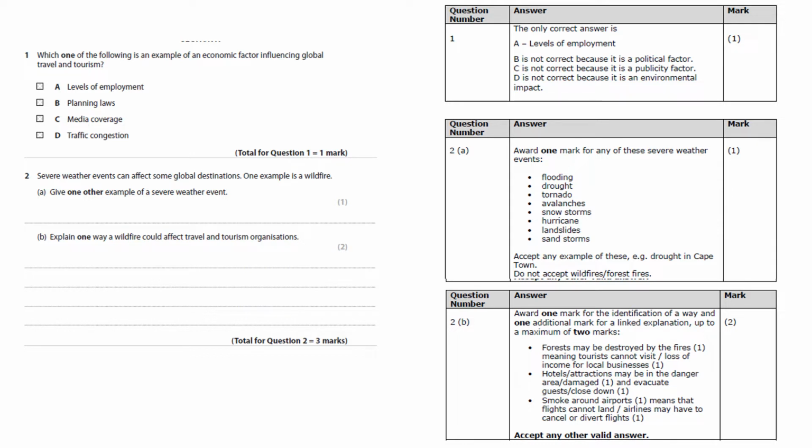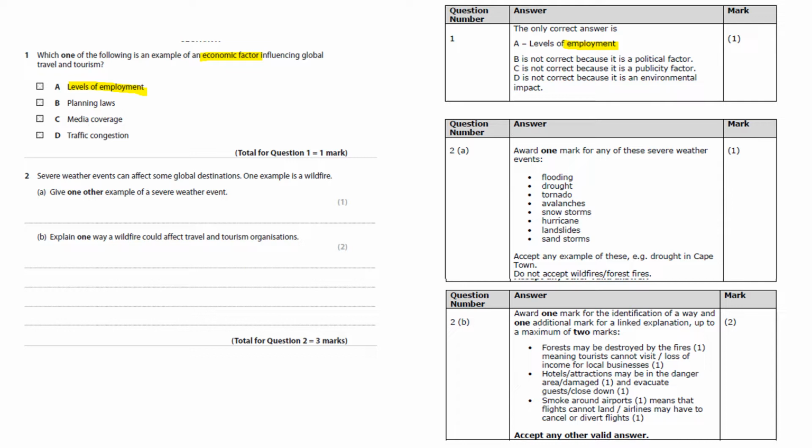Which of the following is an economic factor influencing global travel and tourism? Now, economic means money and jobs. So if we have a look through here, starting from the bottom, traffic congestion, that's kind of environmental. Media, well, that's the media. Planning laws is about laws. Level of employment is basically an economic factor. So that's going to be the right answer.